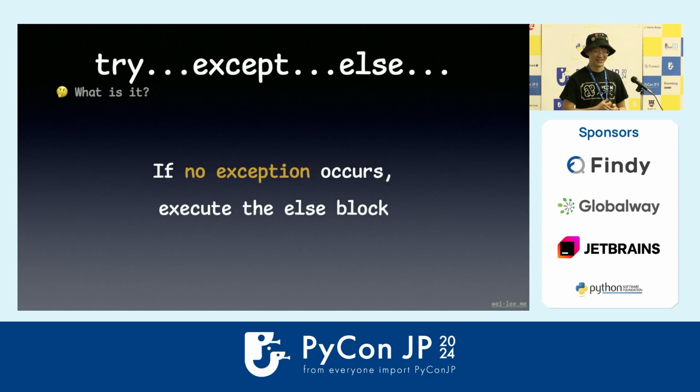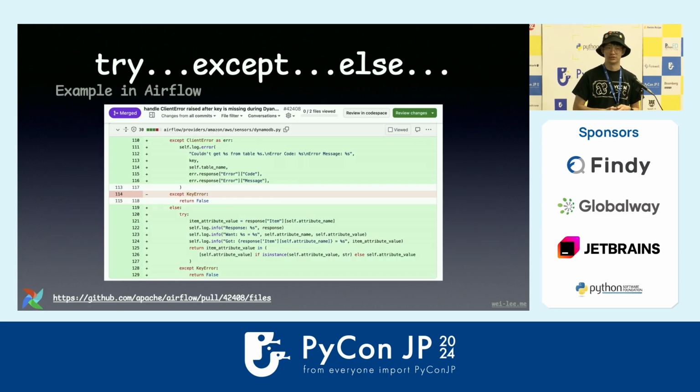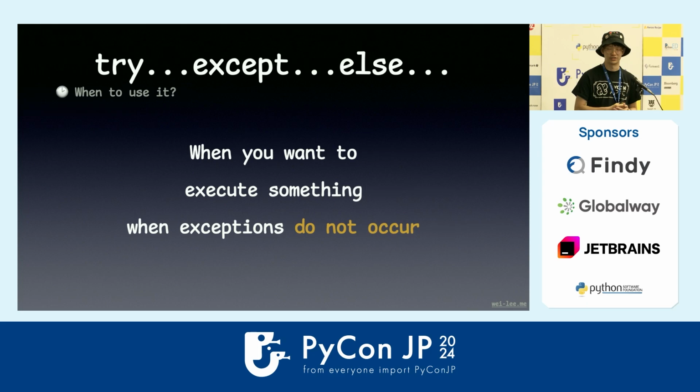Yeah, so the next thing is try except else. If no exception occurs, then it will execute the else block. And it's something like this: because the try block only has a pass, it will always go to this block, which should be executed. And this is actually used in Airflow as well, but the logic is pretty simple and straightforward, so I'm not going to dig into that. And you can use it whenever you want to do something when an exception does not occur.